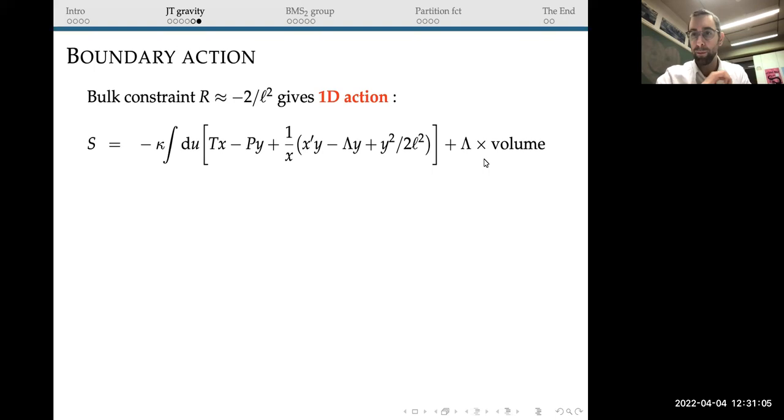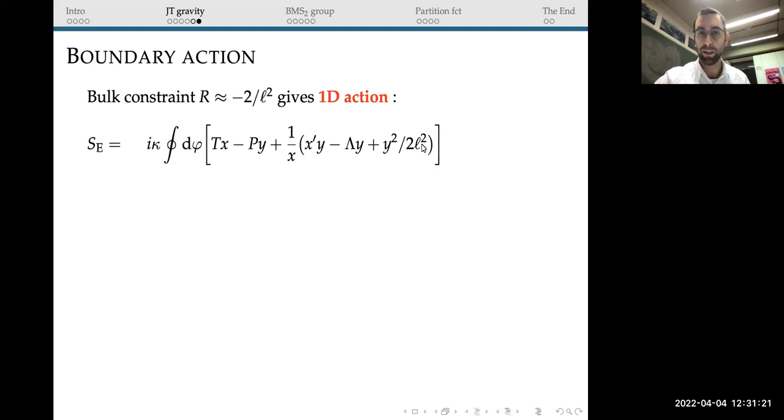Now, in this approach I'm adopting, where I'm not embedding these self-avoiding paths in AdS or anything, I'm just talking about the full space-time, this lambda times the volume term is just an infrared divergent term. So it's a constant in the action, I can just disregard it, and my action boils down to this expression here.